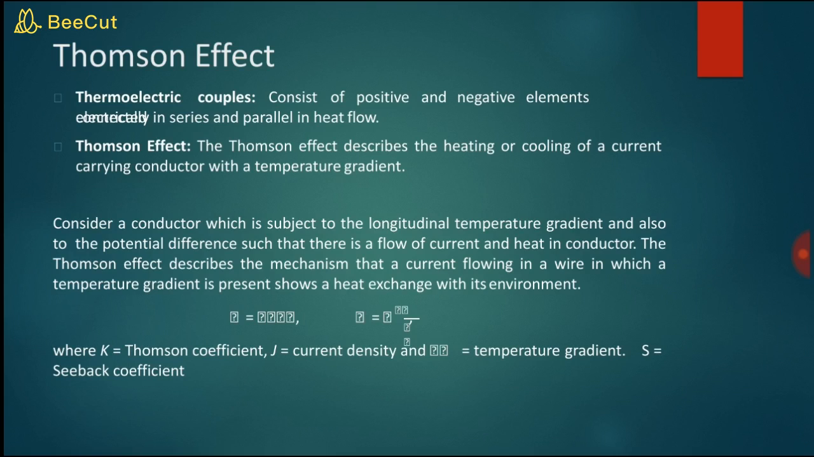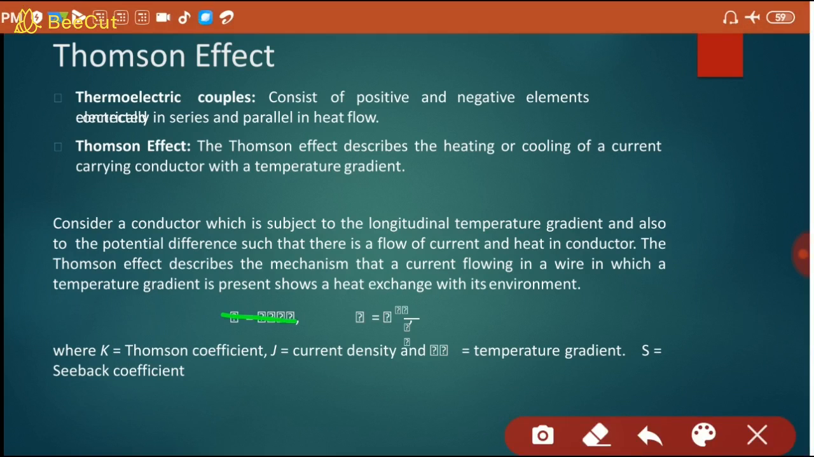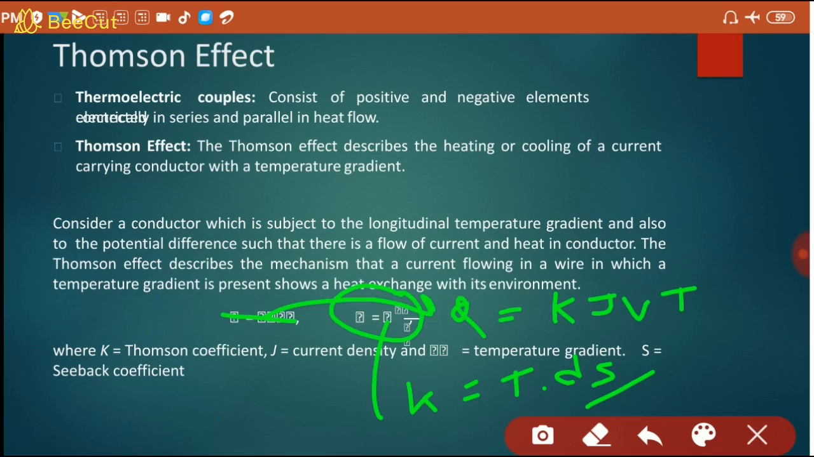तो जो आपको ये रिलेशन यहाँ थोड़ा सा दिक्कत हो गई है, इसको हम लिखेंगे Q is equal to K J ΔT. Okay, this equation will become Q is equal to K J ΔT. And this equation, we have to write K is equal to T times dS by dT. Okay, तो जो K है ये आपका क्या है, Thomson coefficient है, और J क्या है, ये current density है, और जो आपका ΔT है, ये temperature gradient है, और S is the Seebeck coefficient.